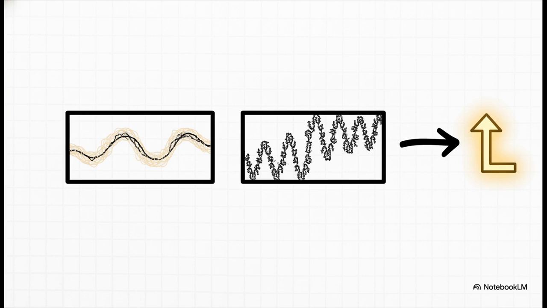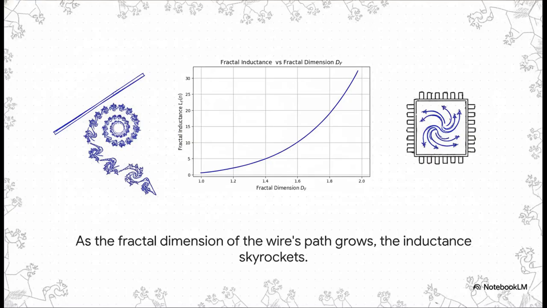That means you get a huge boost in inductance, which is just the measure of its ability to store magnetic energy. And once again, the data speaks for itself. As the fractal dimension of that wire's path gets higher and higher, as it gets more complex, the inductance doesn't just increase, it absolutely skyrockets. We're getting way more performance out of way less physical real estate.